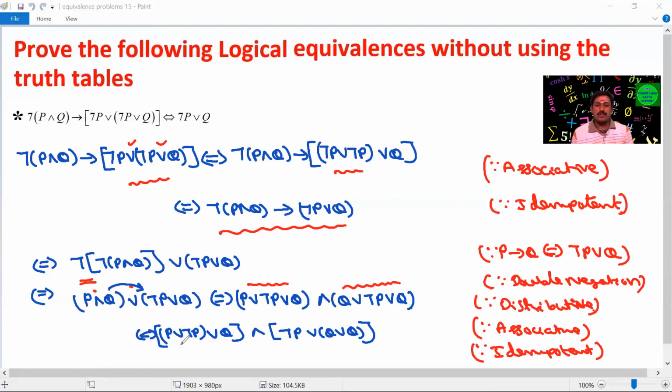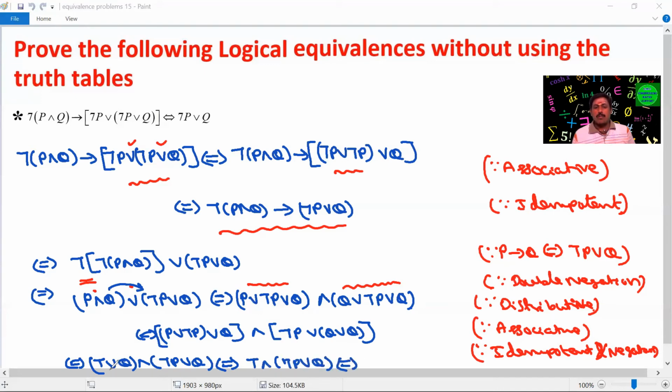Here, if we check, it looks like P or not P, negation law, which is equivalent to T. So P or not P is T, or Q, and this term, not P or Q or Q, is Q. If you observe the first bracket term, T or Q, we know that when one T is there, the entire term is T. So we get the result T for the first bracket term, and not P or Q. If you want, we can write the reason as domination law: T or Q will become T.